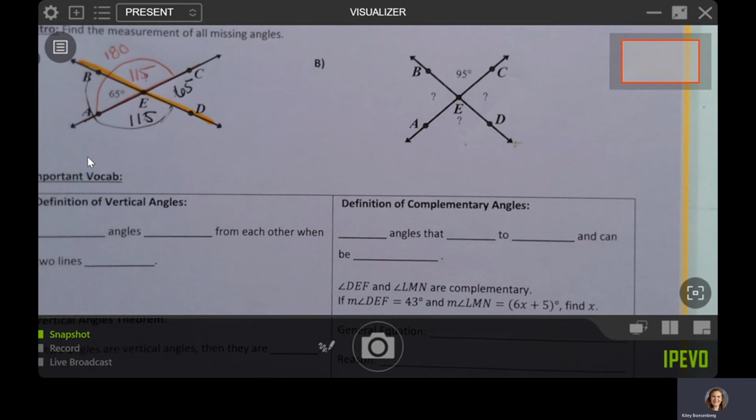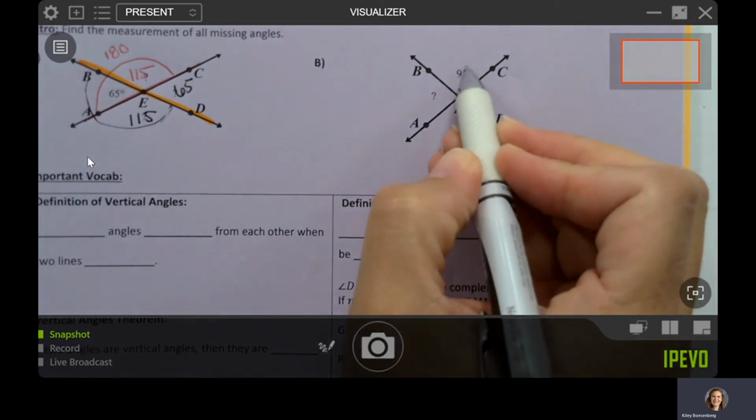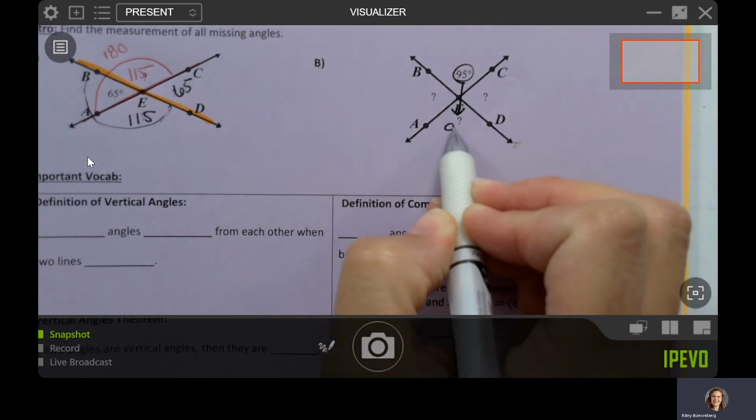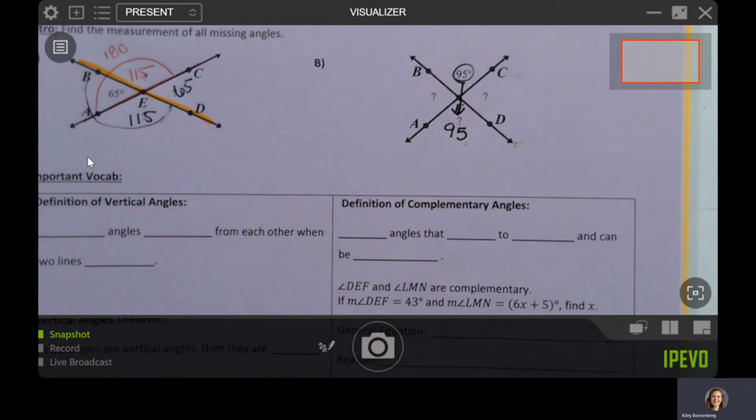The angles that are across from each other have a special name, but hopefully you can see what is true about them. This angle that's across from the 65 is 65, so they're equal. This angle that's across from the 115 is also 115, so they're equal. That is one of your new rules for today. So if this is 95 degrees here, I can go across from that 95 and say this will also be 95.